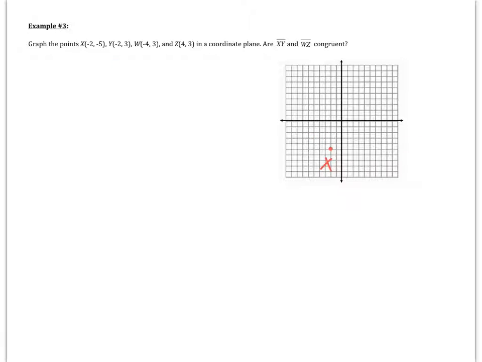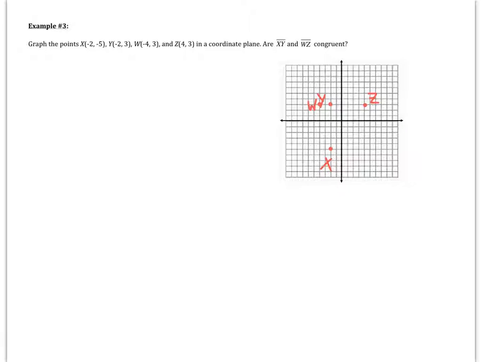For Y, we have -2, 3. So that means I'm going to go to the left 2 like before, but this time up 3. And you can see here, left 2, up 3 got us that point right there at Y. For W, I have -4, 3, so I'm going to go to the left 4 and up 3. And for Z, I'm going to go to the right 4 and up 3.